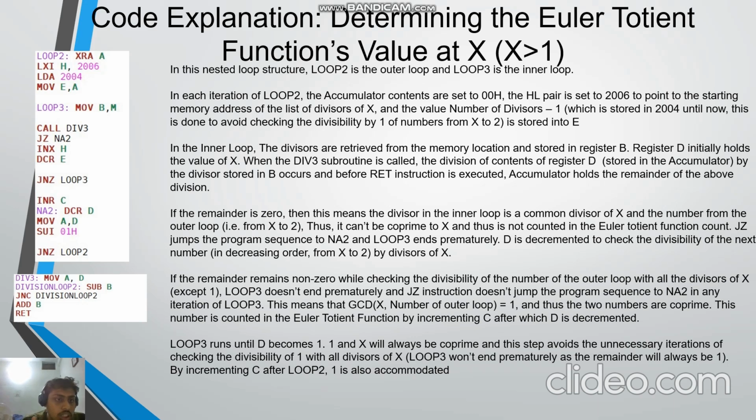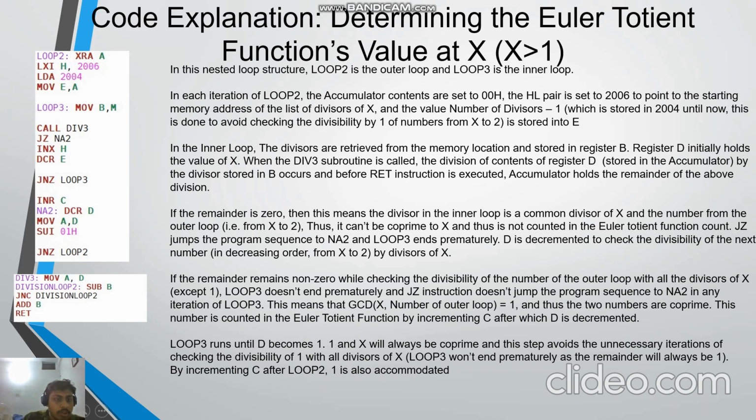So in that way, we consider all the divisors, we consider division of the dividend by all the divisors, and if at any point we get a zero remainder, that is, it has a GCD greater than 1, then loop 3 will prematurely end, and we won't get any incrementing of counter c, because JZ will jump the program sequence to NA2 and thus move the dividend to the next value, that is a lower value, decrementing the dividend by 1. But had it been the case that there has been no GCD of that dividend with any of the divisors, then loop 3 will be executed completely.